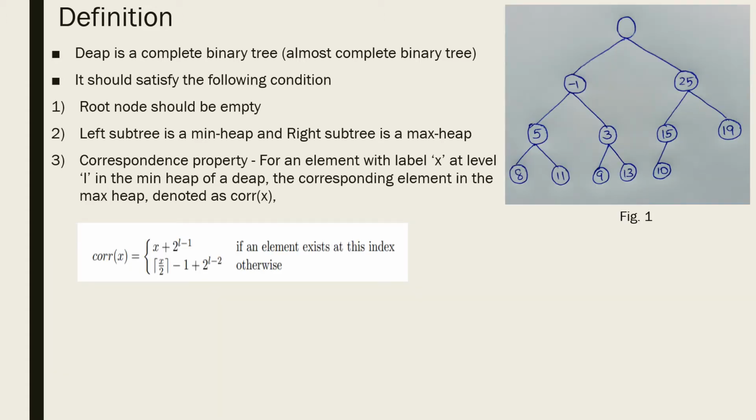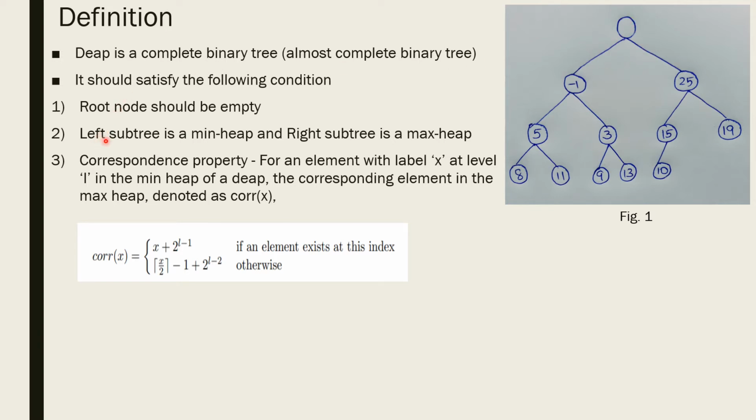Now coming to the definition of a deap. See, this is an example of a deap. For a complete binary tree to be a deap, it should satisfy certain conditions. So let us see. The first condition is that the root node should be empty. See, this is the root node and that is empty. So that condition is satisfied.